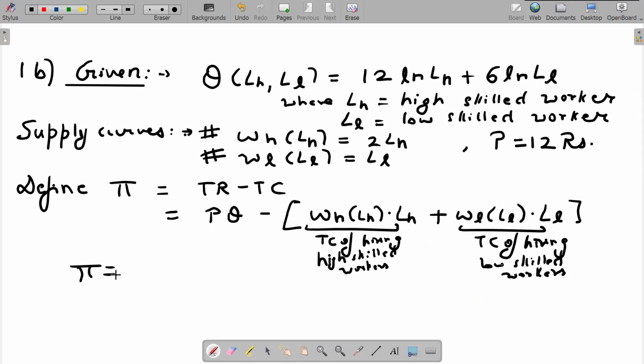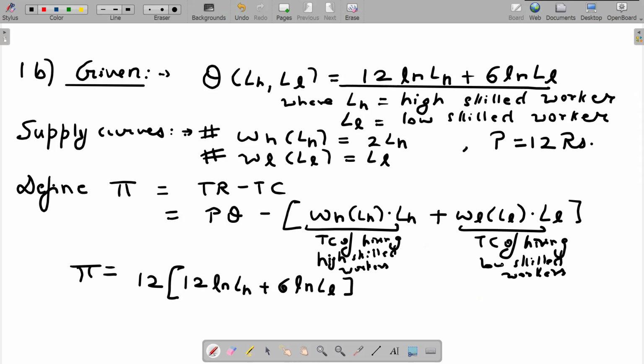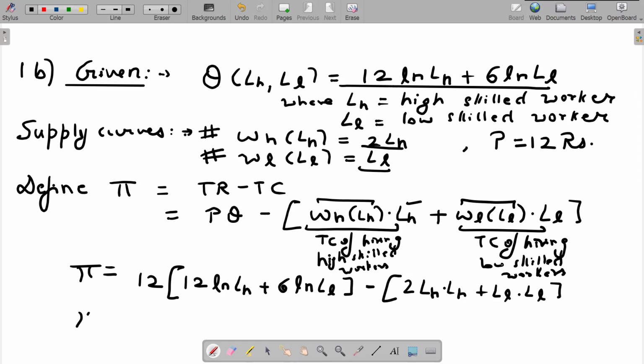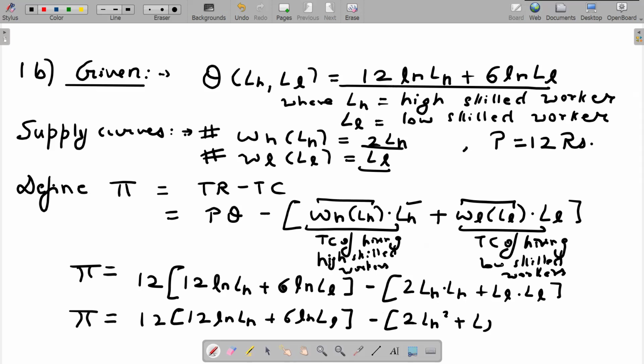So my profit is nothing but, what is my P? P is 12. Q is how much? This whole big term is Q. So I can sub in the value 12 ln LH plus 6 ln LL. This is my Q minus WH as a function of LH is 2LH, so 2LH times LH, plus WL as a function of LL is LL, so LL times LL. So my profit function is 12 times (12 ln LH plus 6 ln LL) minus 2LH square minus LL square.